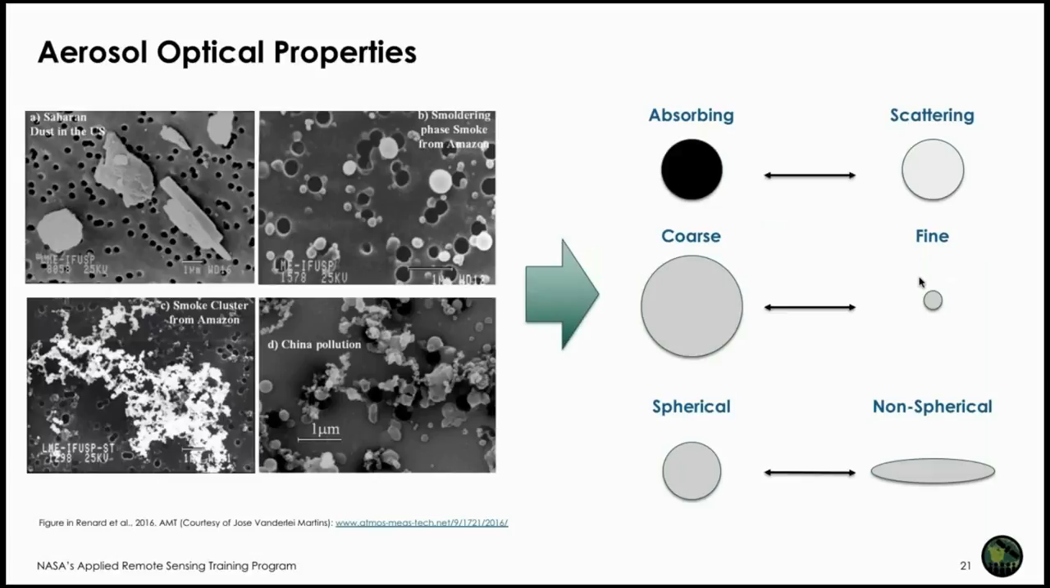So this part is for the aerosol optical properties. In the real atmosphere, aerosols have very variable shapes and properties, like the left figures. The left figure shows some Sahara dust in the US, smoldering phase smoke from Amazon, smoke cluster from Amazon here, and China pollution here. To calculate these optical properties using a computer, aerosols should be considered more simply, like the right part, in terms of single scattering albedo and coarse or fine. It represents the aerosol size and the shape of aerosols, like spherical or non-spherical. To retrieve aerosols from satellite, these simplified assumptions are required.